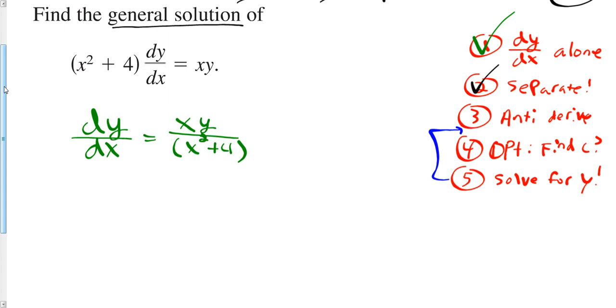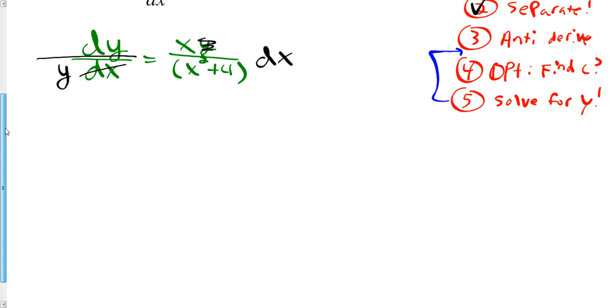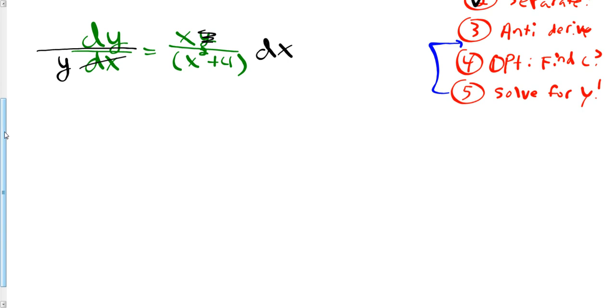Separate the x's from the y's. The only thing is that I need this dx over here, so I'm going to multiply it over. And I need this y over here, so I'm going to divide it over. So I'm going to put a divide by y here, and that's now gone. I divided both sides by y, I multiplied both sides by dx, and I have accomplished step 2. So it's getting a little messy, so I'll rewrite: dy over y equals x over x squared plus 4 dx. And now we are to anti-derive both sides.